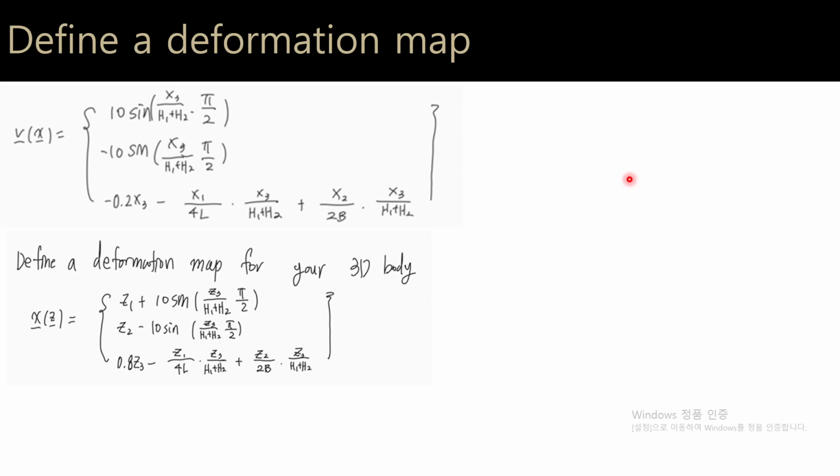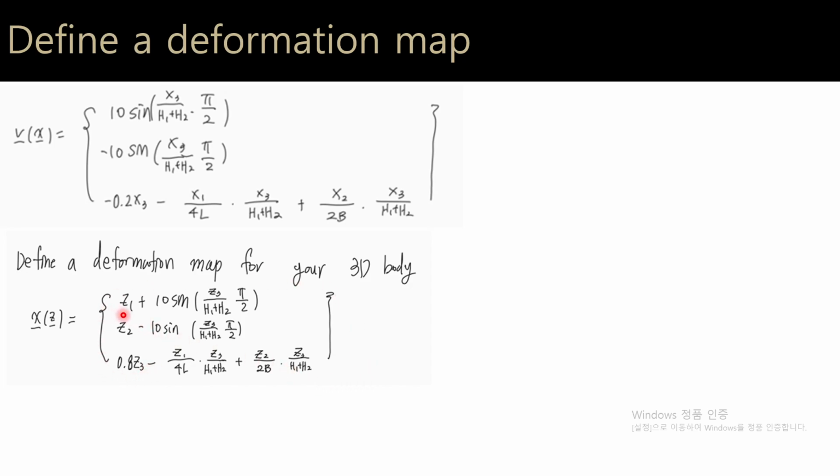And then I defined the deformation map. In my case, I selected a vector field from the previous week. So I defined the deformation map like this.